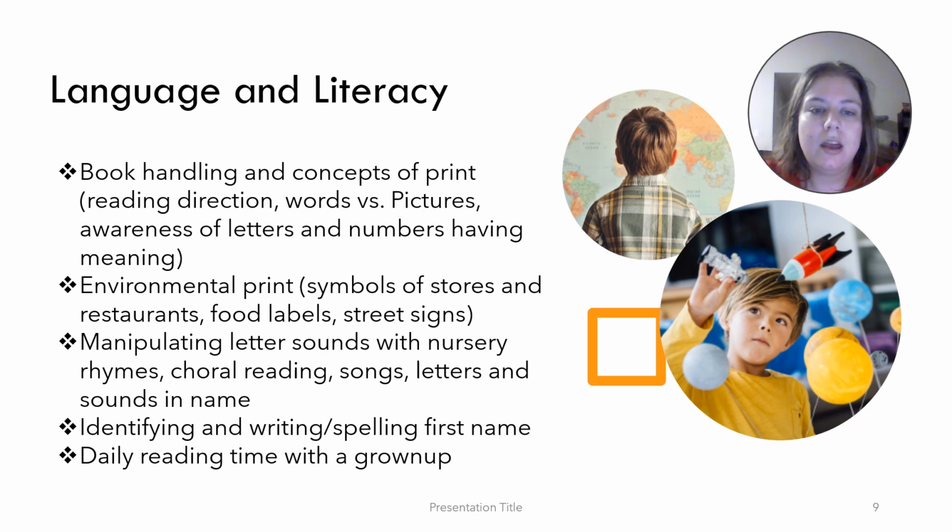Please do that. Environmental print, that refers to symbols of stores, like in restaurants, like, oh, that's the McDonald's sign. Oh, that's the Kroger symbol. Oh, that's the Sonic. Food labels. Oh, those are Cheerios. Your 2-year-old might not be able to read that it's Cheerios, but they know that that combination of words, that symbol means Cheerios. So that would be environmental print.